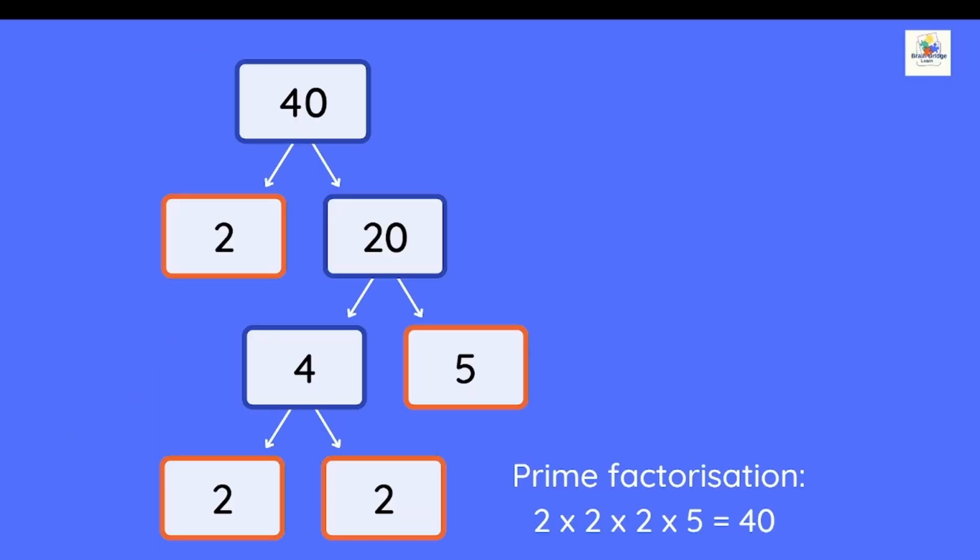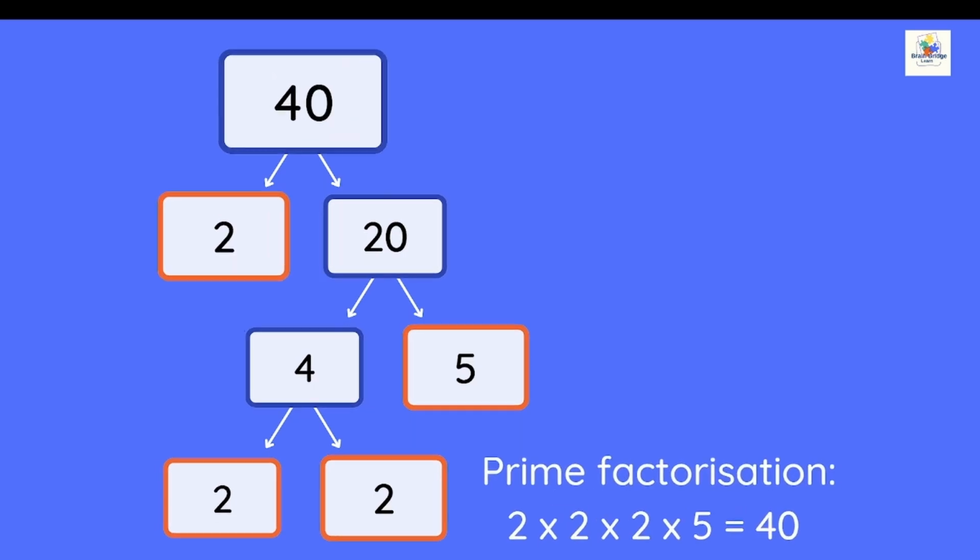Next we have the prime factorization of 40. So 40 will result as 2 and 20. 20 will come as 4 and 5. 4 will come as 2 and 2. So the prime factorization will result as 2 times 2 times 2 times 5 equals 40.